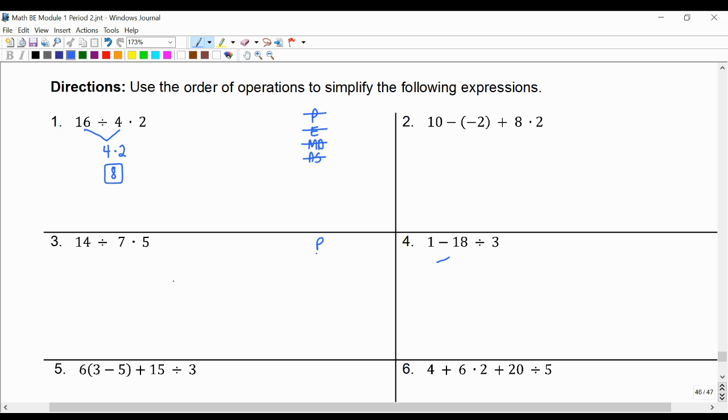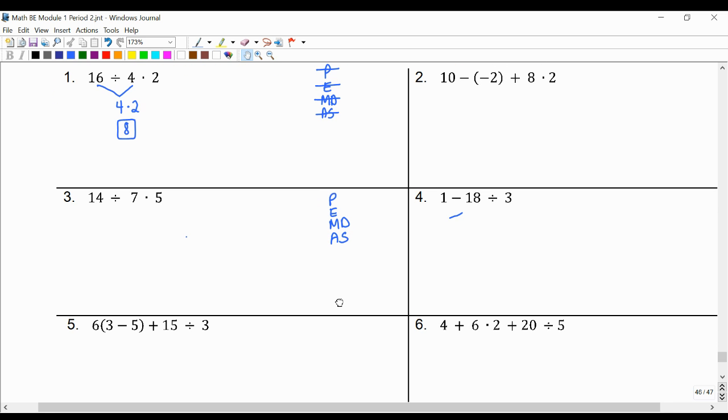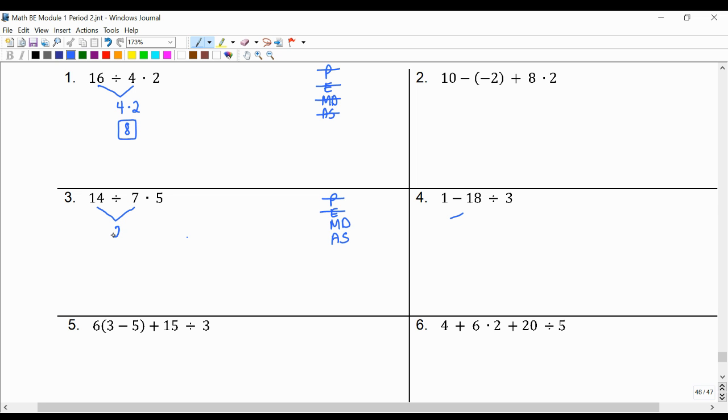Feel free to pause the video. I'm going to move on, though, to number 3 if you're ready. No parentheses, no exponents. Multiply and divide from left to right. First thing we see is divide. 14 divided by 7 is 2.